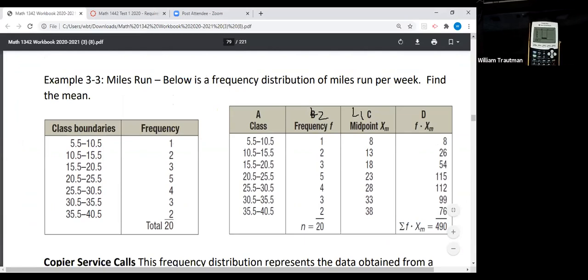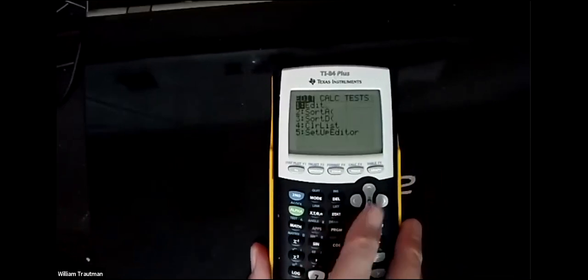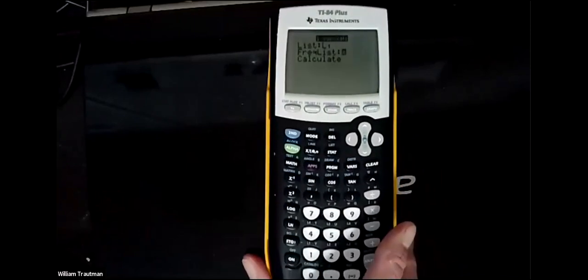All righty, so let's go to our calculator. Once again, in list 1, we put all the midpoints. List 2, we put the frequencies. Okay, so we're going to write this down. Stat, arrow over to calculate, 1-Var Stats. We're still in 1-Var Stats. Our list is list 1. Frequency, that's why he said frequency is list 2. We have to put list 2 on there.